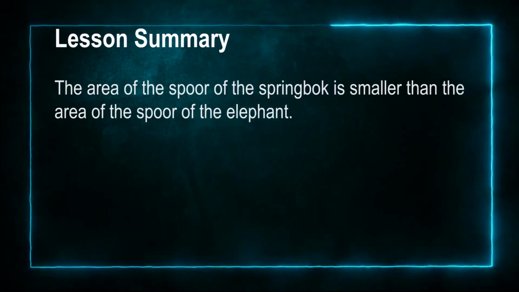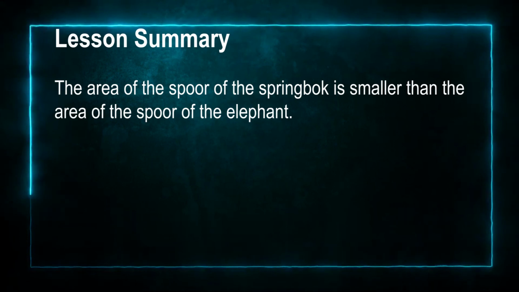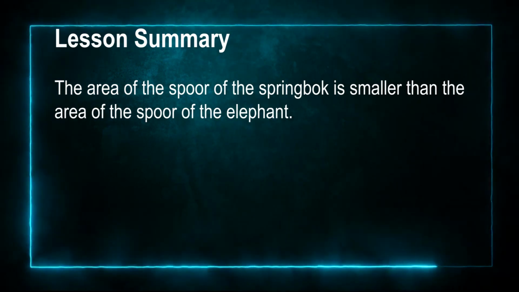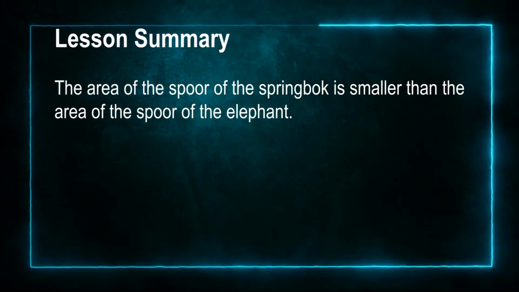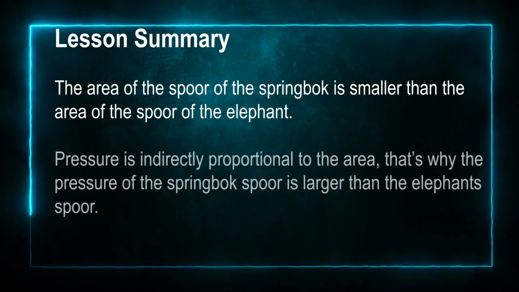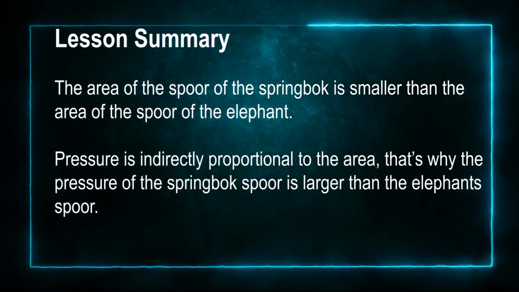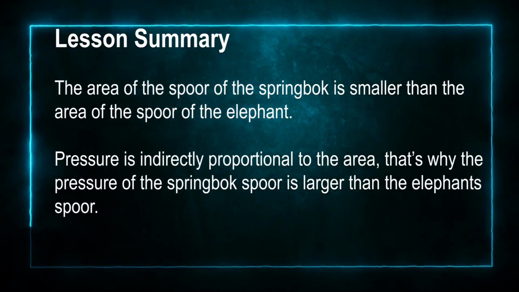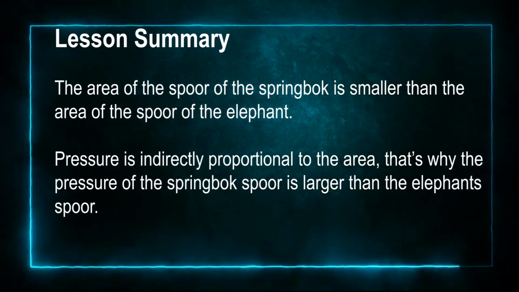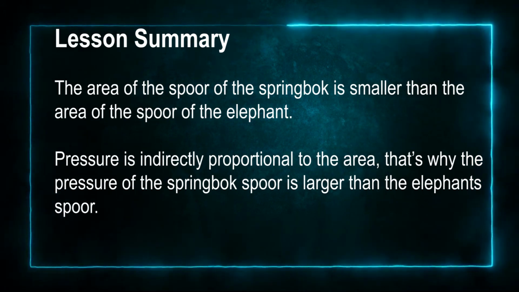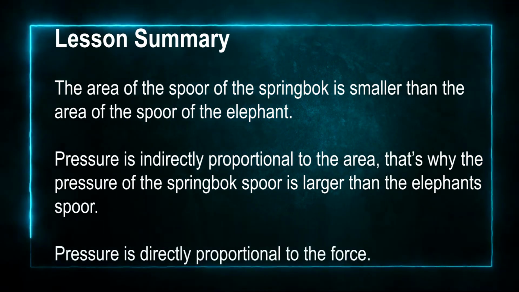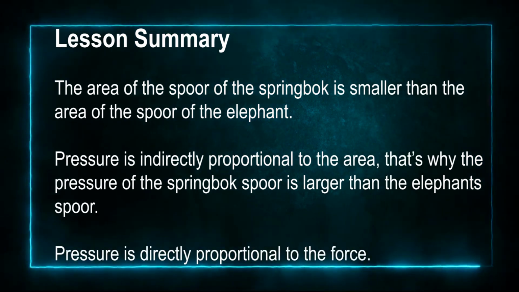A springbok makes deeper spoor than an elephant because a springbok has a foot of smaller surface area. Pressure is inversely proportional to the area. That's why the pressure of the springbok spoor is larger than the elephant spoor. Pressure is directly proportional to the force.